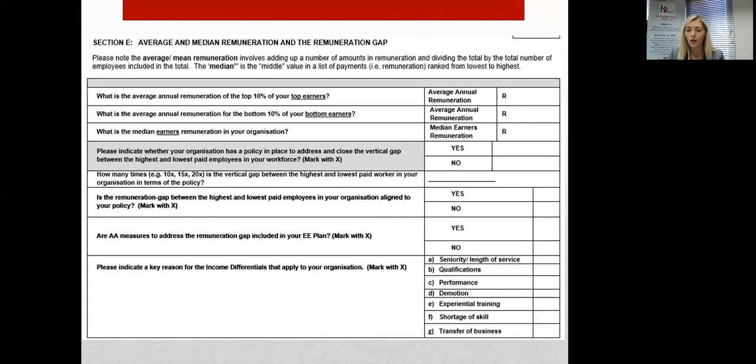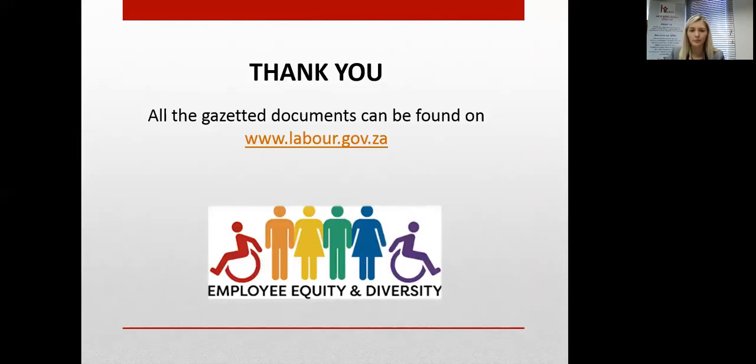Is it because of your length of service, your performance? Is it because people have received increases based on how many years they've worked? So you need to make sure that when you draft that policy, it is in line with your industry, with your company, and you need to justify it as well.